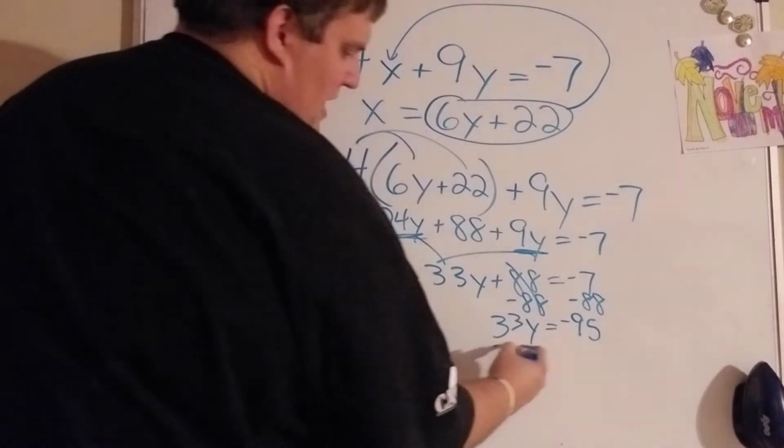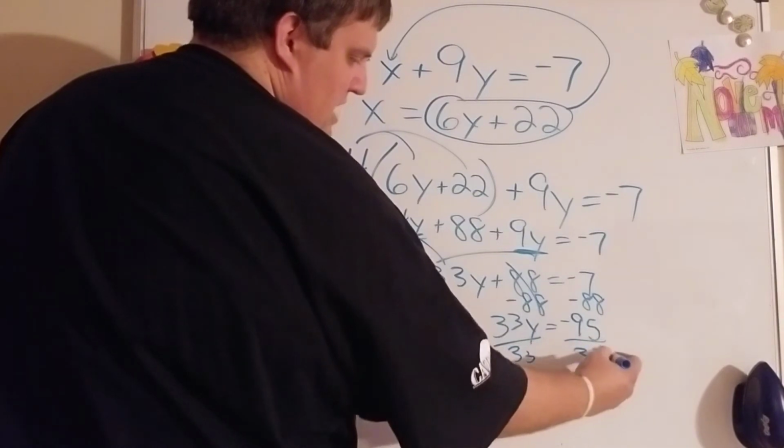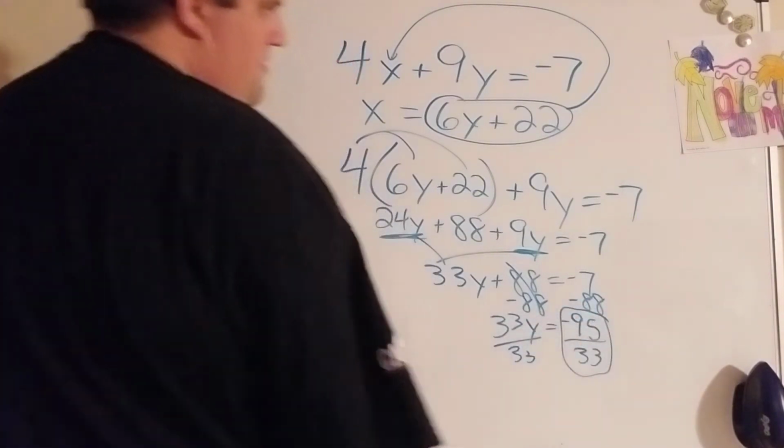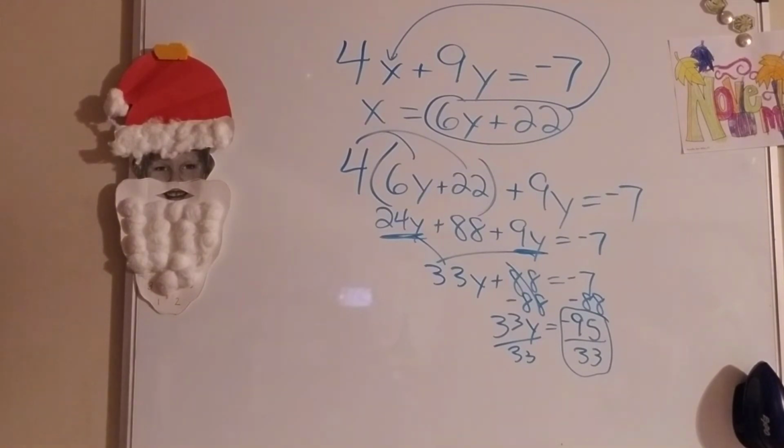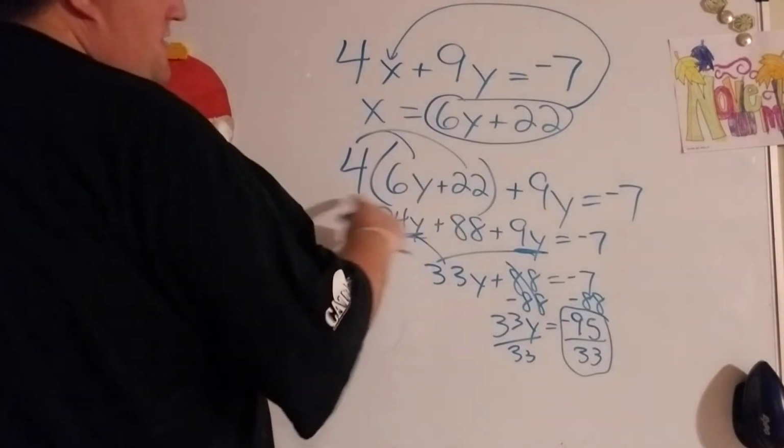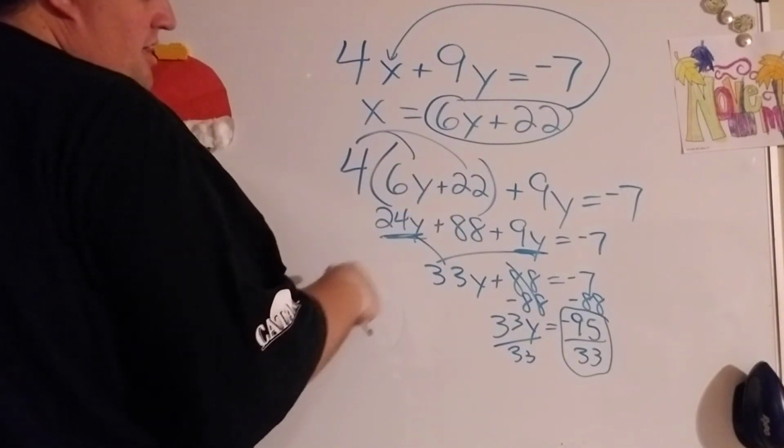All right, so divide by 33. We're just going to leave it as a fraction. Cool. And now again, that's only what y equals. So, did you copy it down now? Oh, yeah. So that's only what y equals.